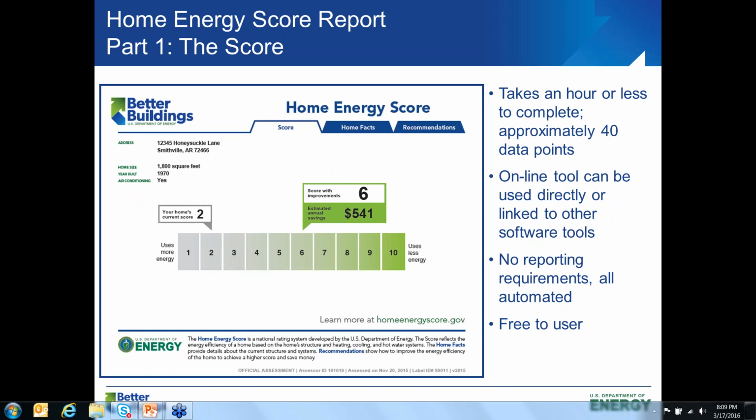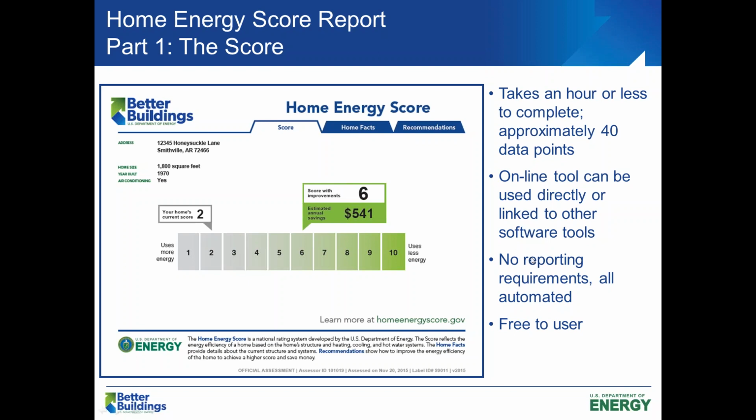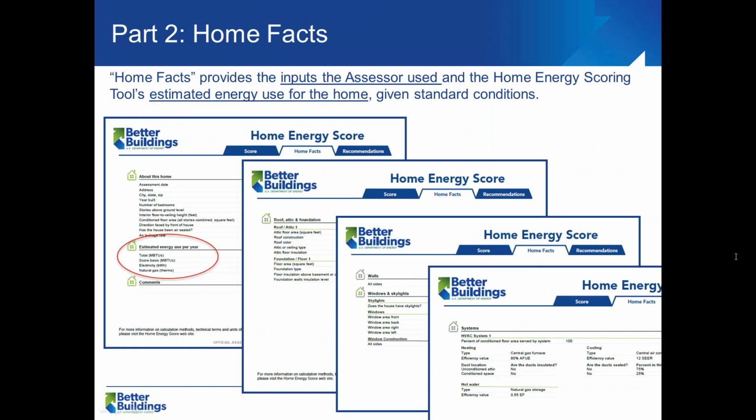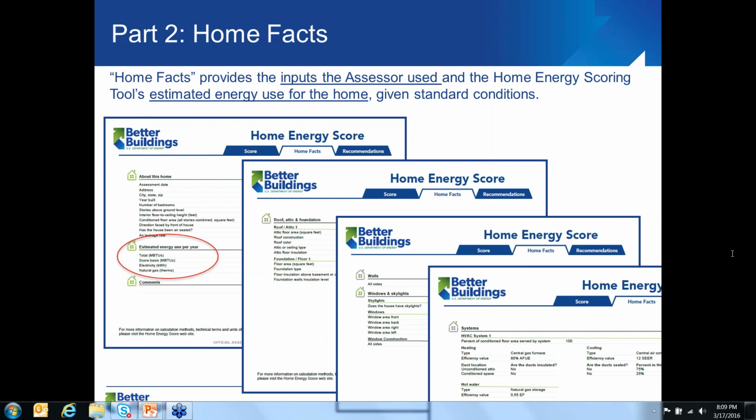It's free to use. Obviously, it does take your time, but other than your time, there are no fees imposed by DOE. So if you're looking at this first page of the score report, this house scored a 2, and with improvements that we're recommending, it could get to a 6 and save over $500 a year with those improvements. Next slide.